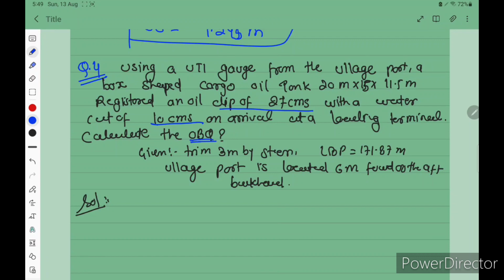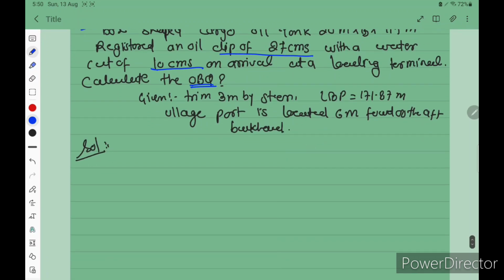So OBQ is on arrival. We have to check this by the surveyor, how much quantity we are carrying, so that they give you the exact figure of how much is loaded. So for onboard quantity we have to remove the final loading. Okay, given 3 meter trim by stern, LBP 171.87 meters. Ullage port is located 6 meter forward of the aft bulkhead. Okay, so first the oil depth is given. So we have to first check whether the wedge is formed or not. So first we have to find out the wedge formula.